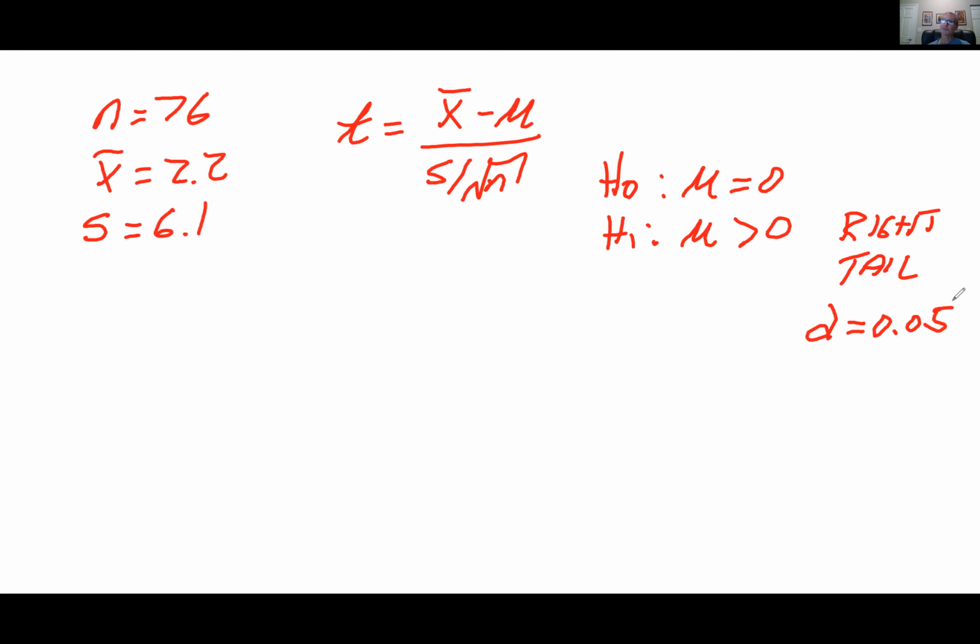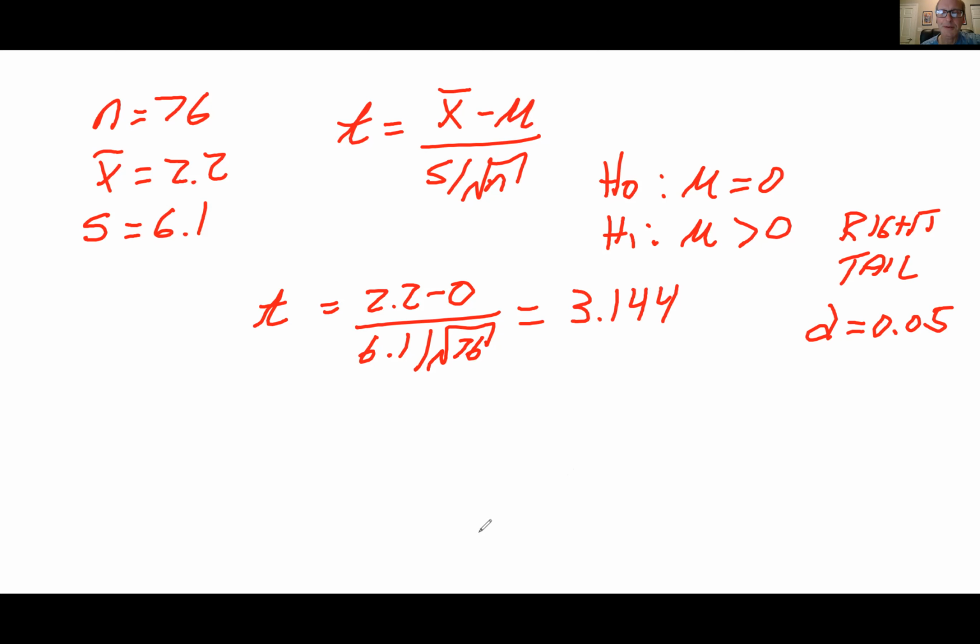So let's do the comparison with regards to the t-score, all right? The t-value here will be 2.2 minus 0 over 6.1 divided by the square root of 76. So you look at that, you get a number of 3.144. If you think about what the t-score distribution looks like, that's a pretty big number up here, right? And so you're thinking that the tail probability is probably going to be less than 5%. That's our goal. And so how do we compare that?